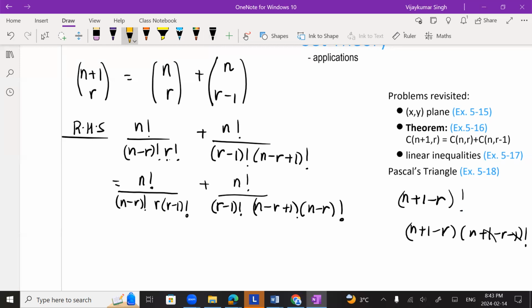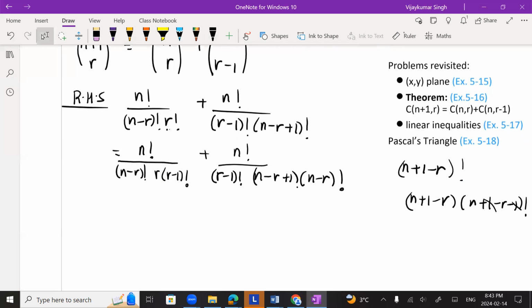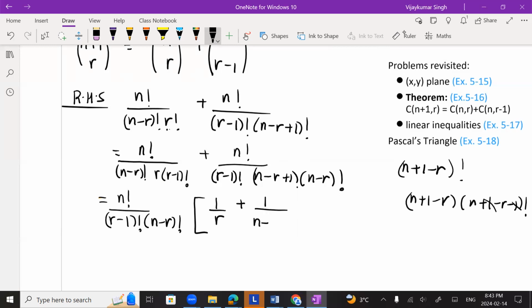Because our goal is to take whatever we can take common and hope that things inside simplify. That's one way of going about it. So let's see, what do I get here? I can take n factorial common. I'm going to take (r minus 1) factorial common. I'm going to take (n minus r) factorial common. Okay, let's see what remains. First one, we'll have 1 upon r left. And second one, we have what? 1 upon (n minus r plus 1).